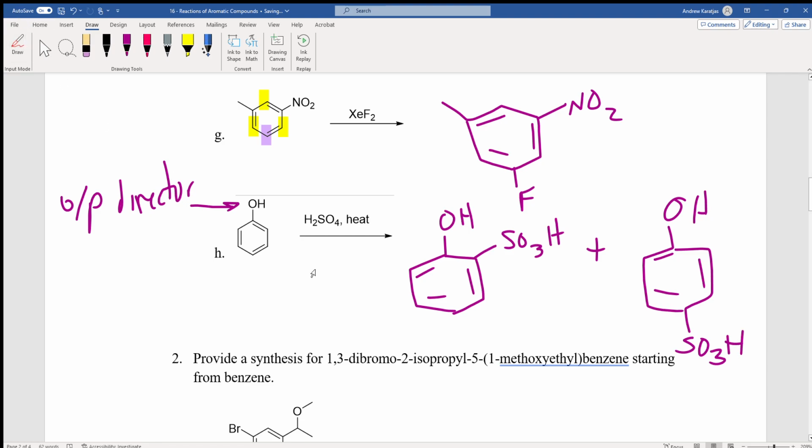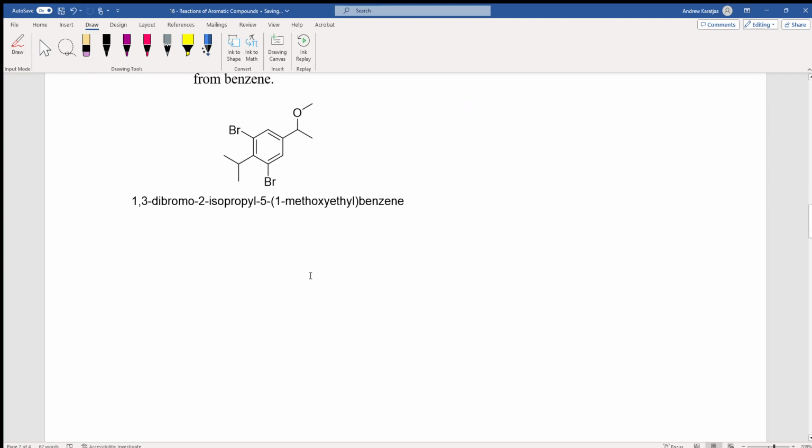All right, so now we can move on to our synthesis question. And you can see we've got this somewhat complex looking molecule that we want to make directly from benzene. So where do we start? Well, when I look at this, the first functional group that I know is going to be complicated to make.